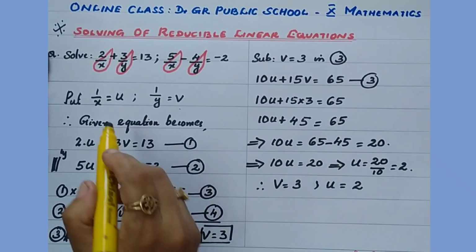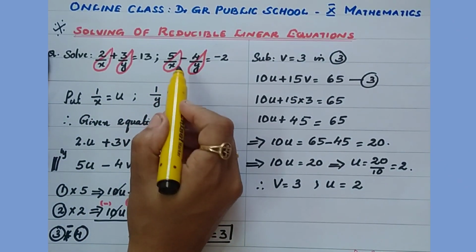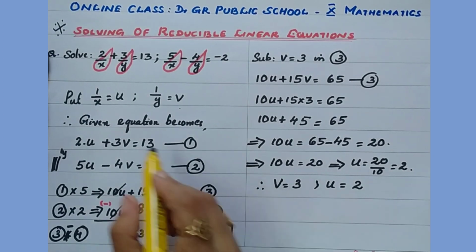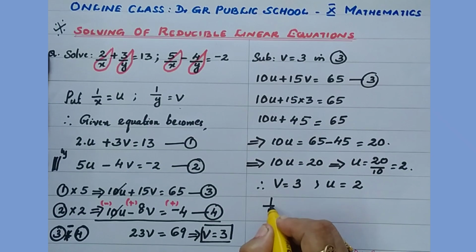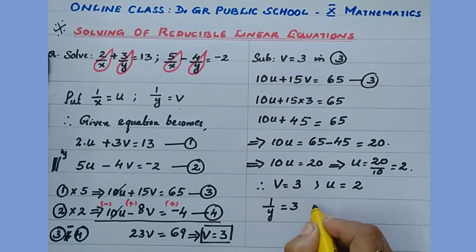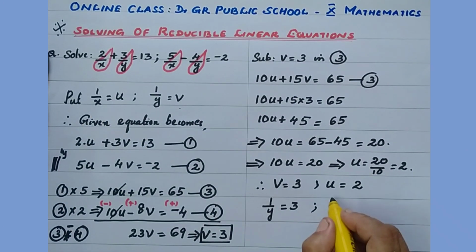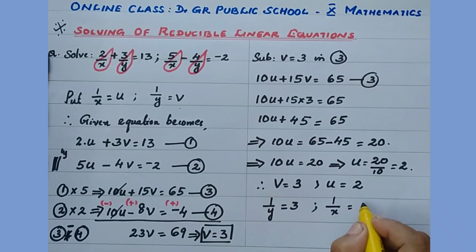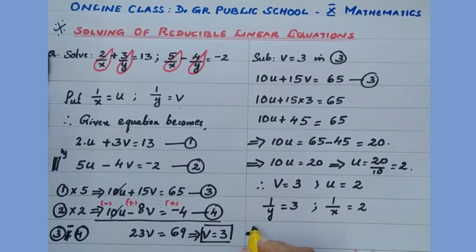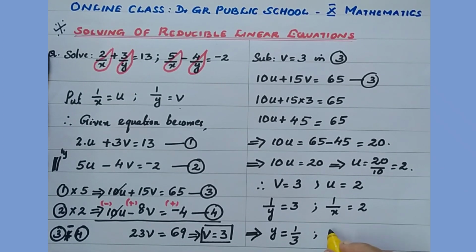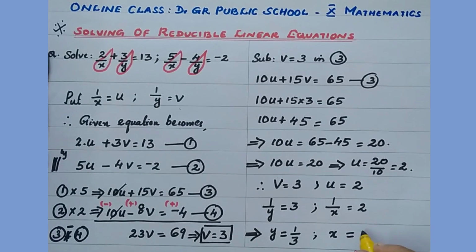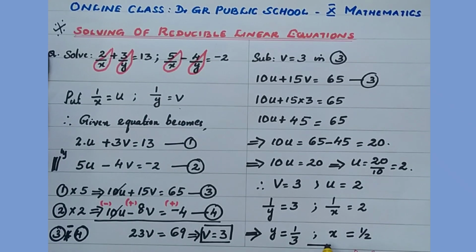But solving means you need to find the values of x and y. So, what is v? v equal to 1 by y. So replace v with 1 by y equal to 3, and u means 1 by x. 1 by x equals 2. From this, taking reciprocals, the reciprocal of 1 by y is y. y equals the reciprocal of 3, which is 1 by 3, and here the reciprocal is x, the reciprocal of 2 is 1 by 2. This is the solution.